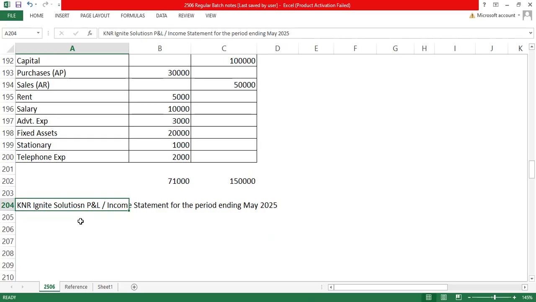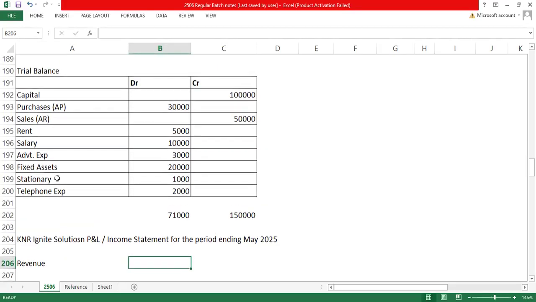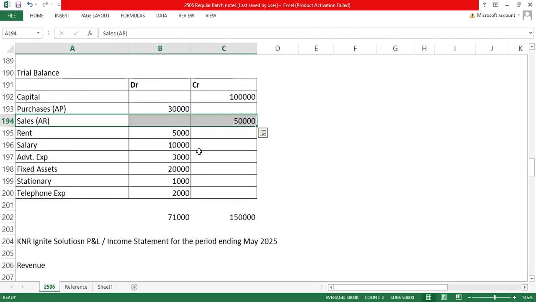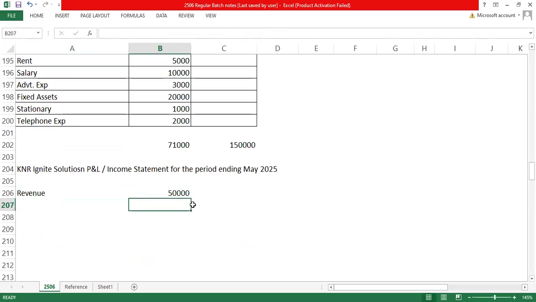Whenever I talk about it, now you need to start thinking about how to prepare your financial statements. So you don't need to be an expert, but you should be able to understand what is happening whenever we talk about it. First thing that comes into the picture here is your revenues. What is revenue here? Your revenue is your sales. How much revenue you made, that's because of the sales. It's 50,000. Now the next thing that comes into the picture is all the expenses that you have spent.